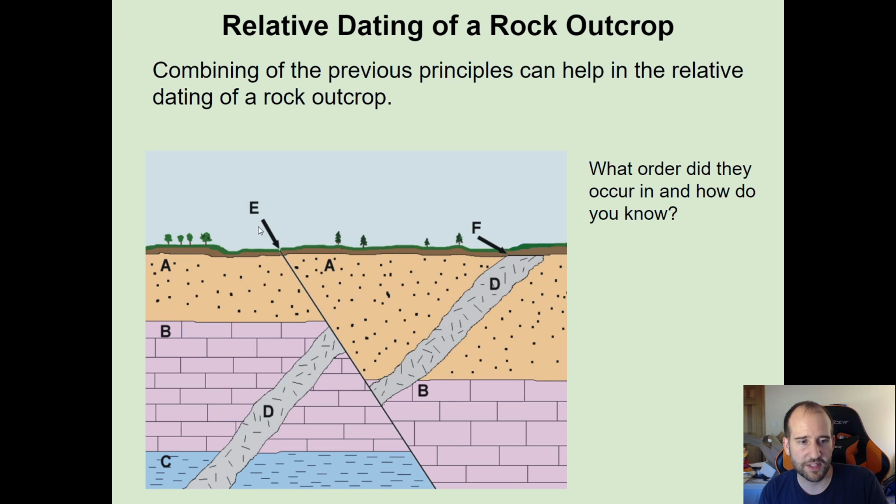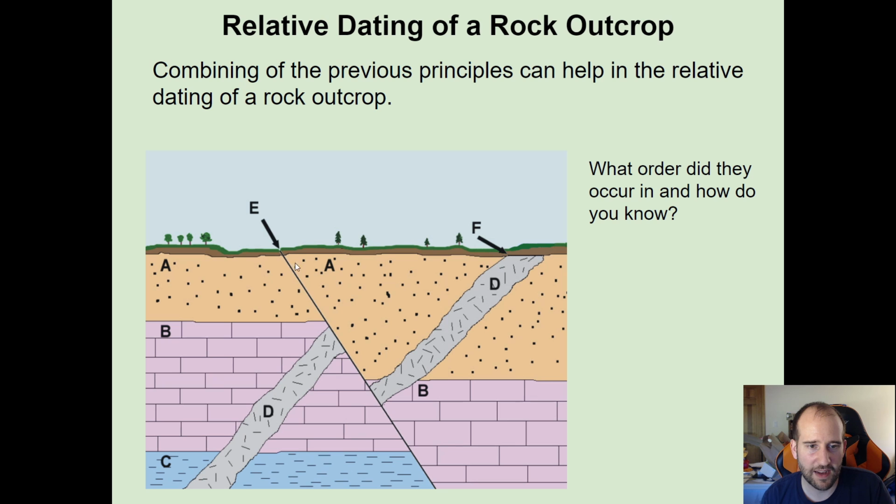And then you use the law of superposition to put the first three in order. That would be C, B, and A. So C's on the bottom, then B, and then A. Kind of makes sense, right? The shale gets deposited, then limestone, and then the sand. And then E cuts through D too, and D had cut through C, B, and A. So that means D falls in the middle. So it goes C, B, A, then D cuts all the way through.